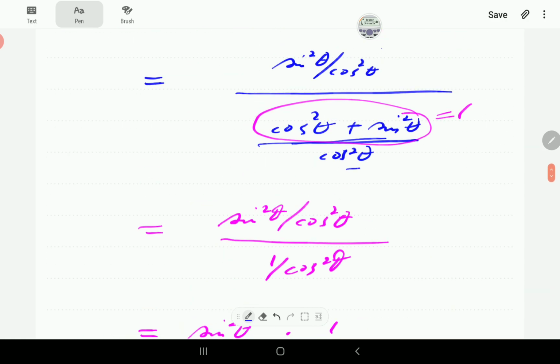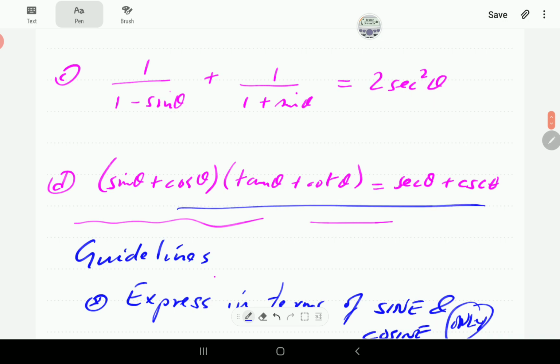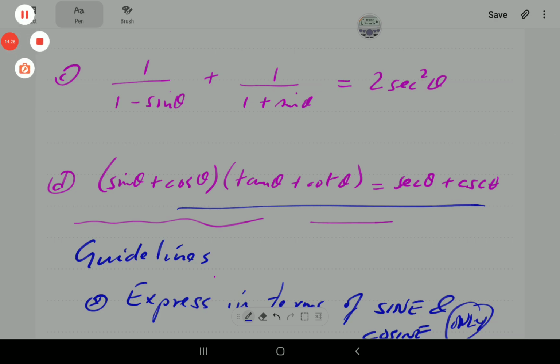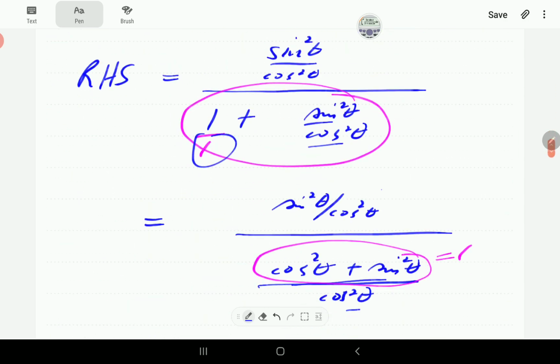Okay, we're going to give you an opportunity now to try the last one, this one here. So just pause the video, have a go at it, and then when you continue the video, we're now going to scroll down to our solution of the proof of this identity here.